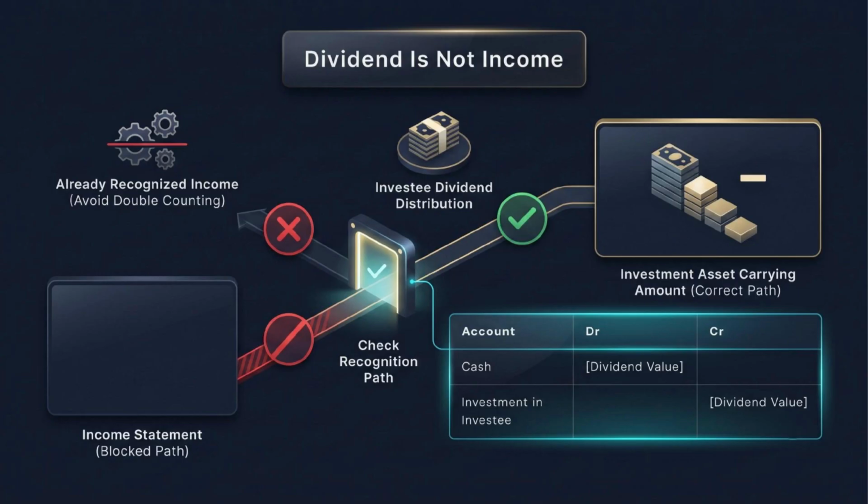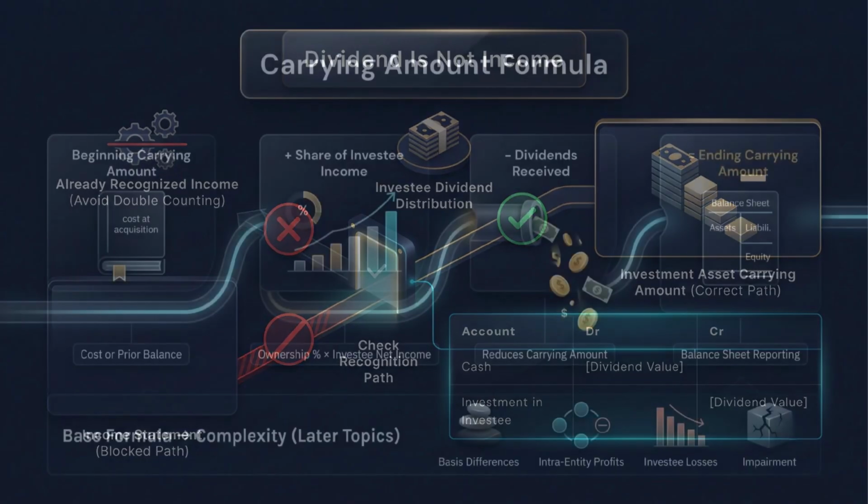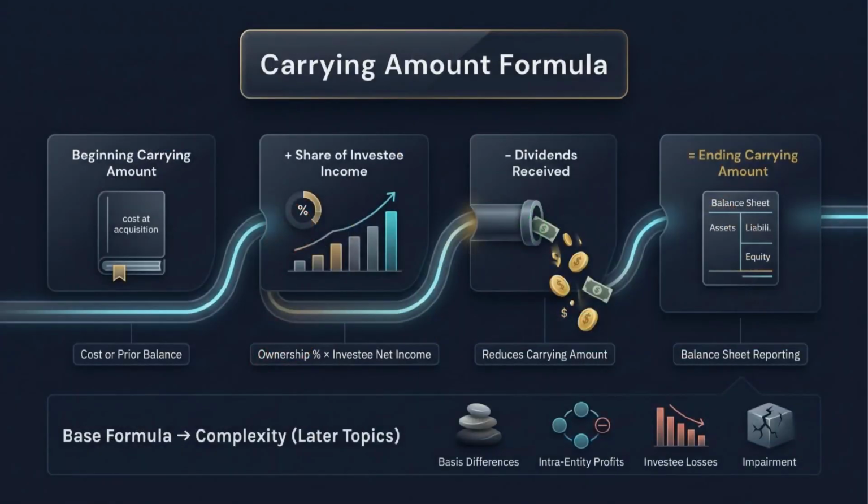Now comes one of the most important equity method rules: dividend is not income. Under the equity method, the investor already recognized its share of the investee's income when the investee earned it. So, when cash dividends arrive later, recording dividend income would count the same earnings twice. The correct entry is debit cash and credit investment in investee. Cash goes up, the investment account goes down, and the income statement is not affected. Cash is always welcome, of course, but under the equity method, cash does not get to wear the income badge twice.